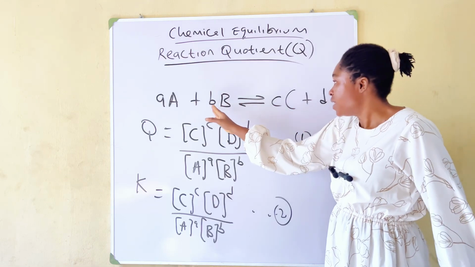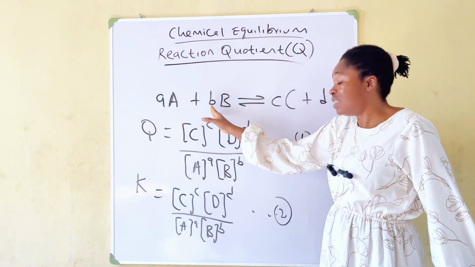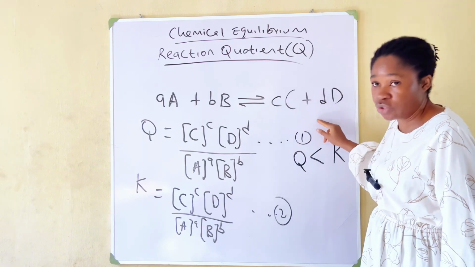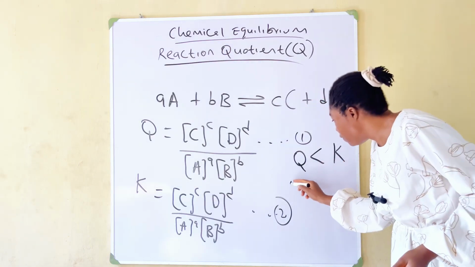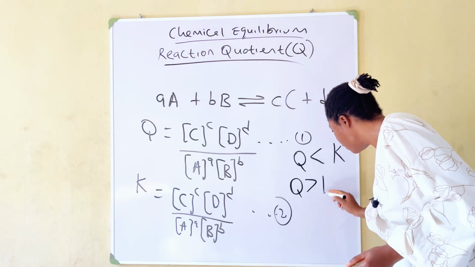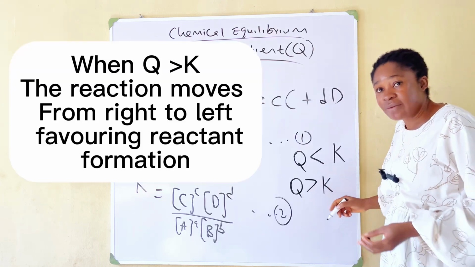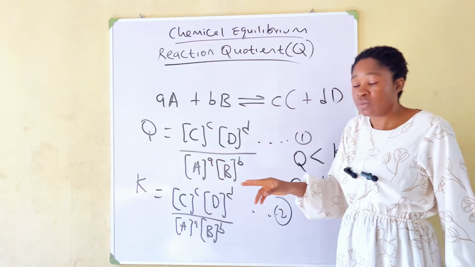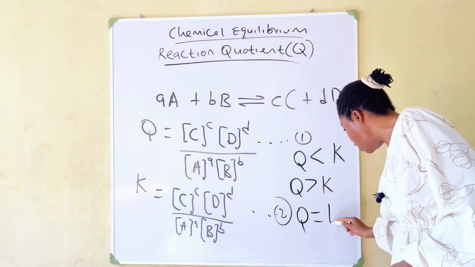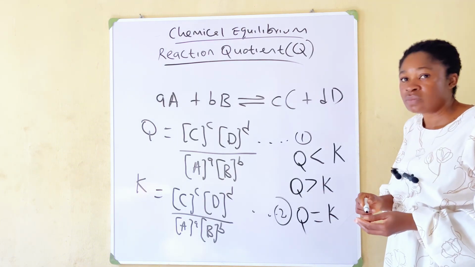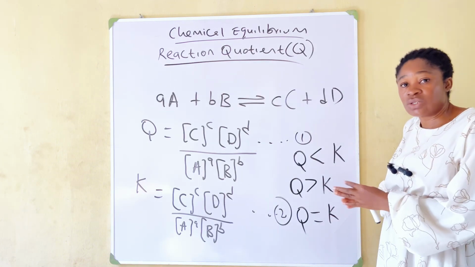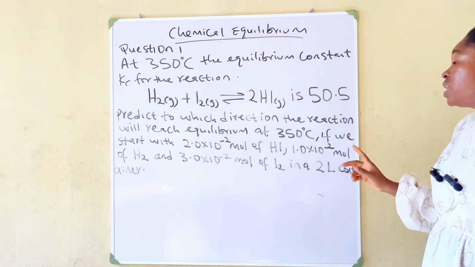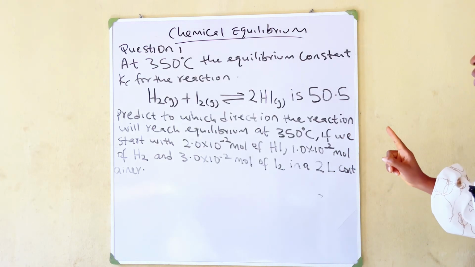It means that the reaction moves in the forward direction, favoring product formation. So what if Q is greater than K? When Q is greater than K, the reaction favors reactant formation. When Q is equal to K, the reaction is at what? Equilibrium.